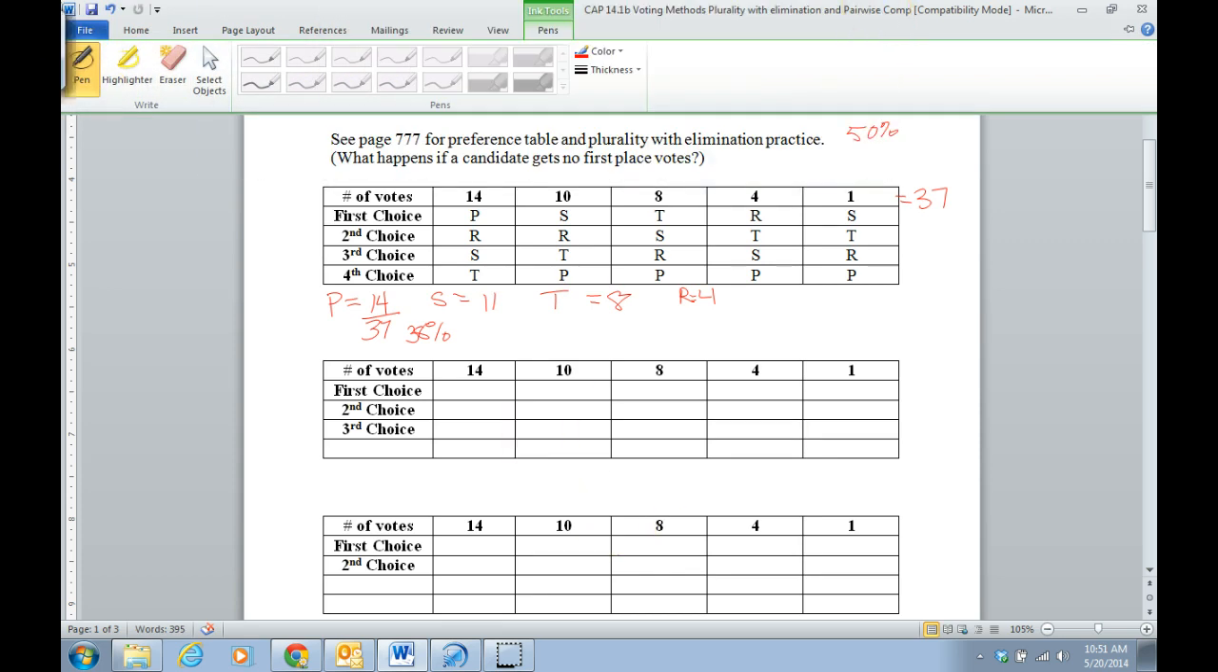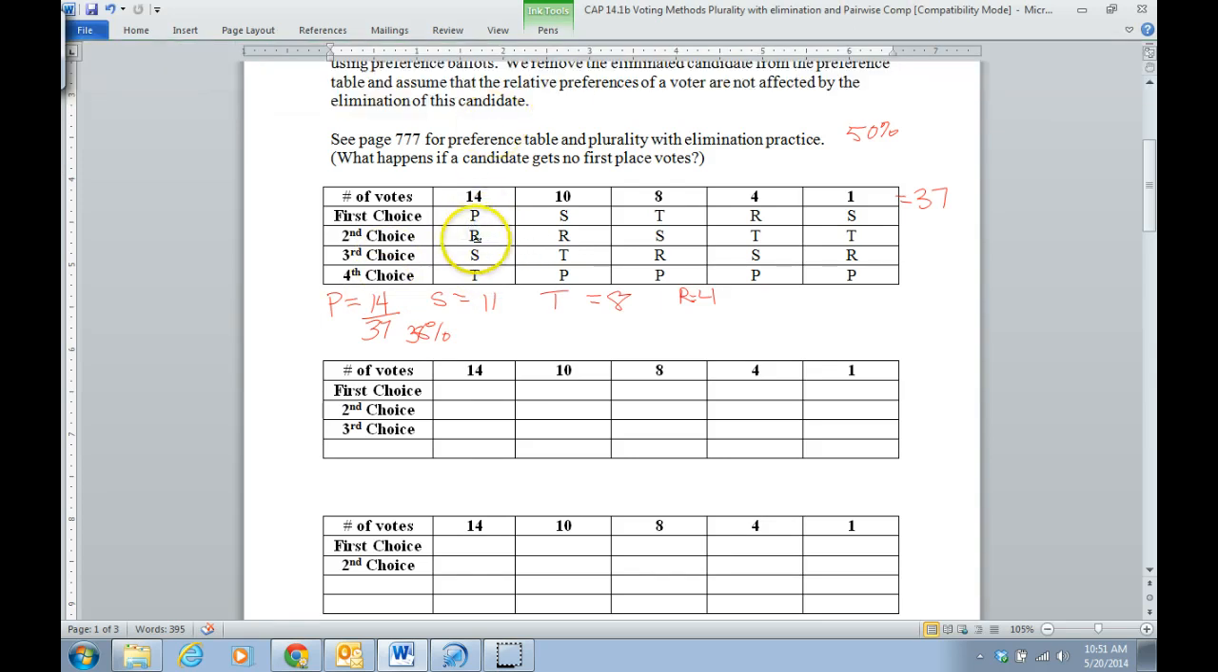So you may not have to do this on your own, but here's R, I'm going to mark him off right here. On my table below now, I'm moving everybody up one that's at R below. So now R is gone, so it's going to be S and T here.